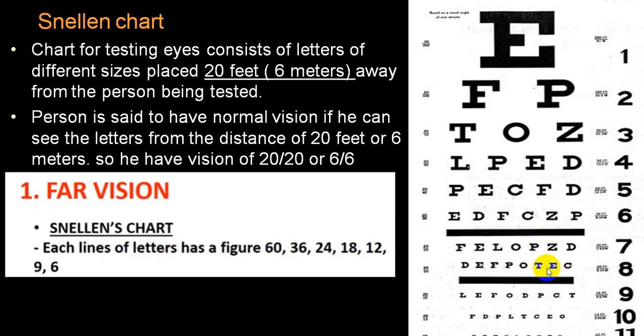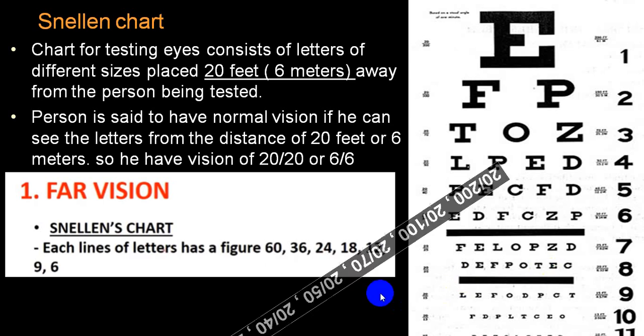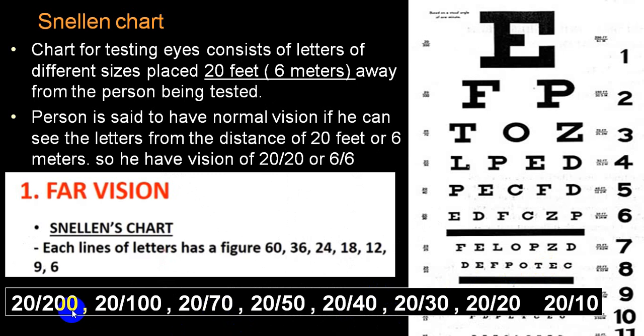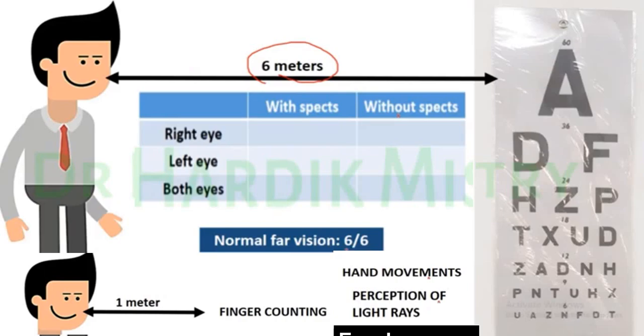And if he can read this 8th line, his acuity is much sharper. We call that 6 by 5. So we mention 20 by 200, 20 by 100 like that. And when it comes to 20 by 20, we call that equivalent to 6 by 6. And when it is more, we call it 20 by 10 or 6 by 5. So that will be the way.